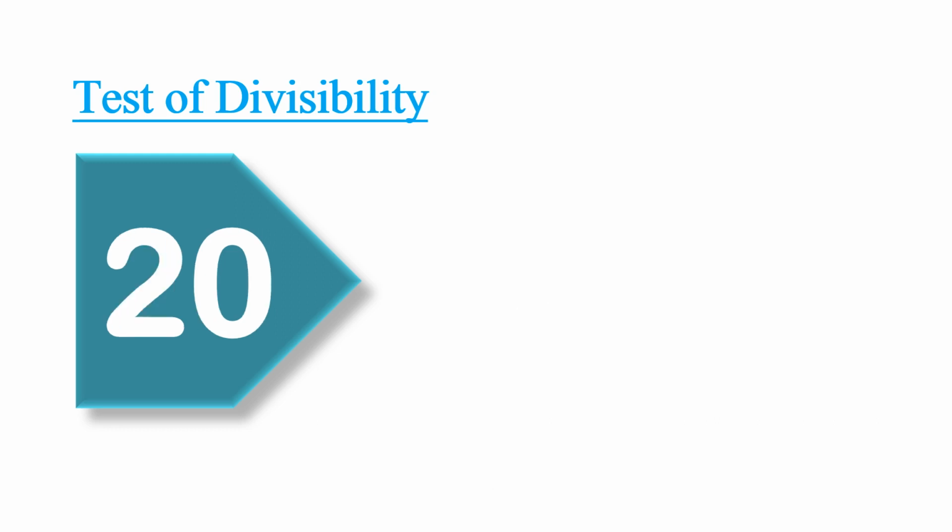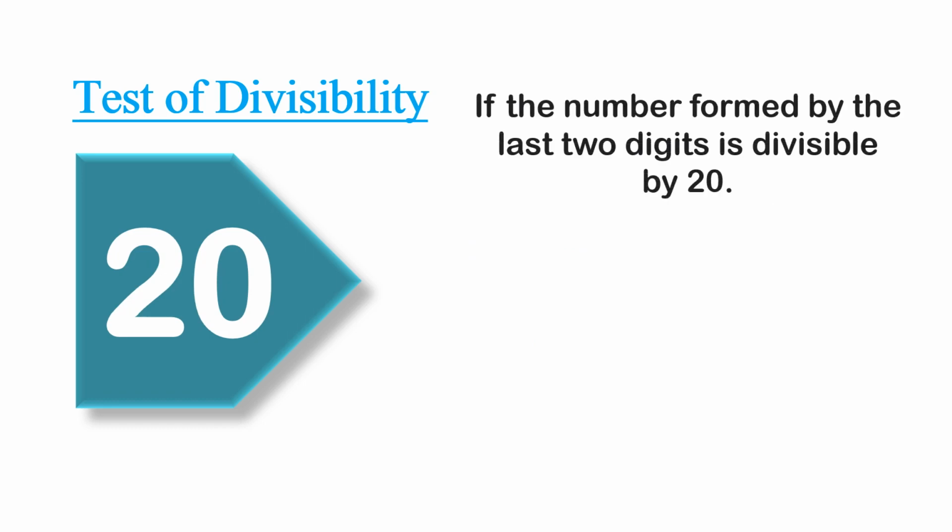Test of divisibility of 20. If the number formed by the last 2 digits is divisible by 20, then the number is divisible by 20. Let's see some examples. In the first case, the last 2 digits are 80, second 60, last one 00. So all these numbers are divisible by 20.